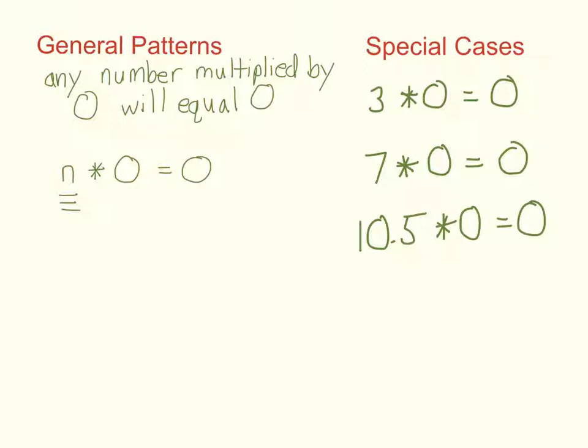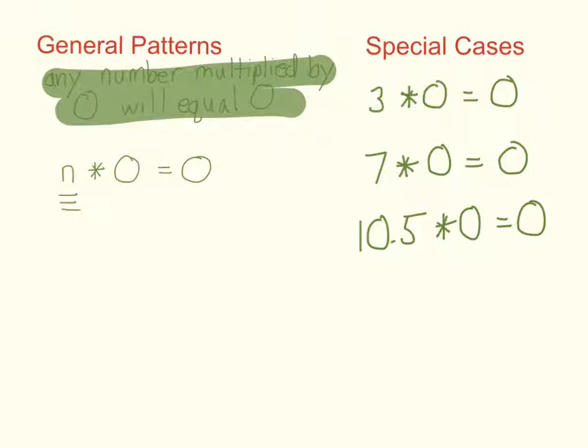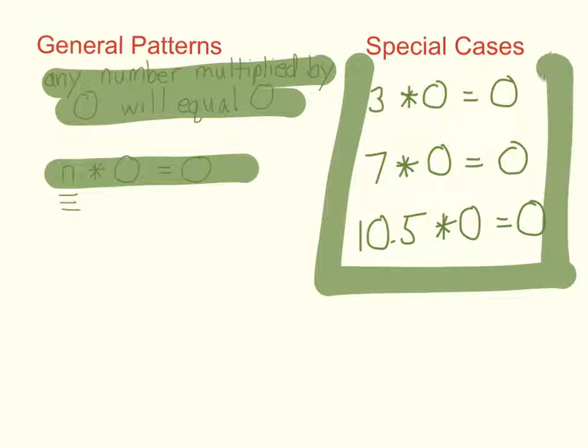Now when you create special cases, you generally want to keep them with numbers you know and can use, so that you can test to see that the general pattern is true. So we have the general pattern: any number multiplied by 0 will equal 0. We have it written as a number sentence, and then we have our special cases. Let's take a look at a little bit more complex one, going from special cases to a general pattern.